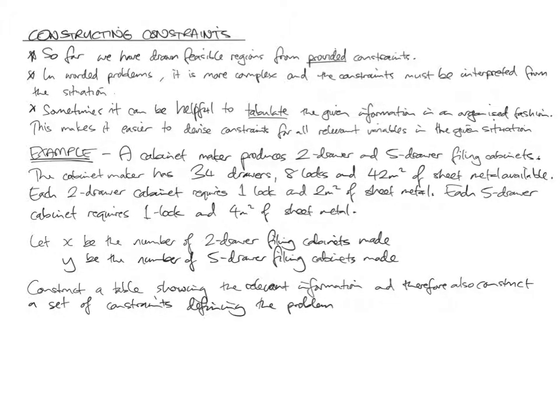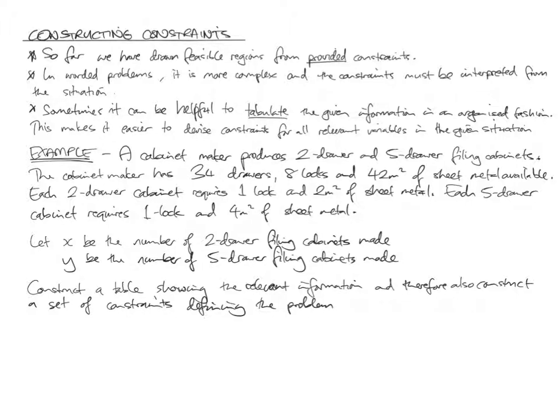This is another video. This one is on constructing constraints. So far, all we've done is draw feasible regions from provided constraints. The questions have given you the constraints pretty straight, so it's been easy to draw them out. But in worded problems, it's going to be much more complex, and you need to interpret the constraints from the situation provided.